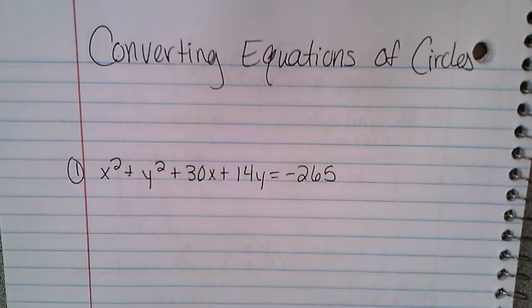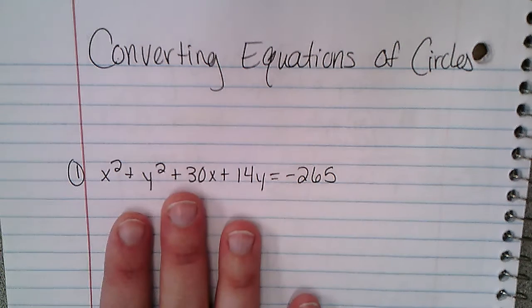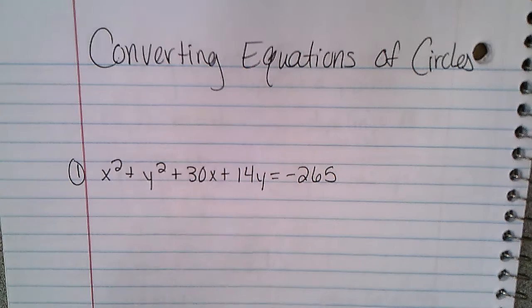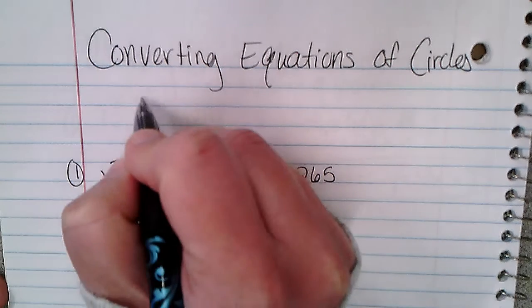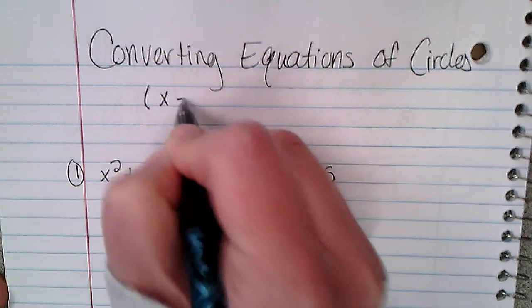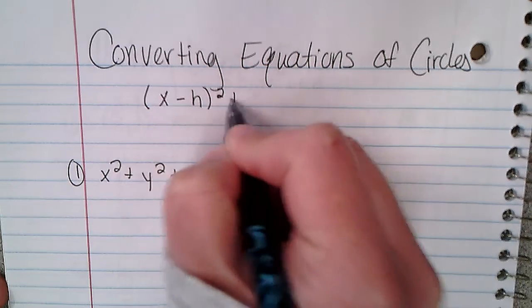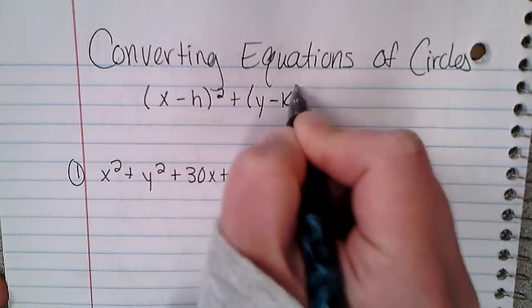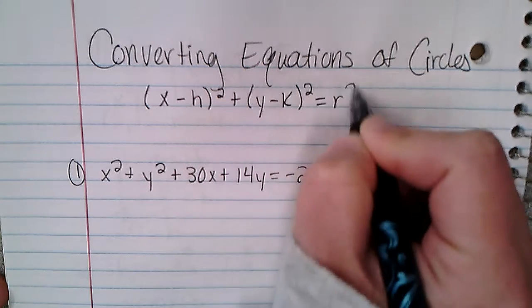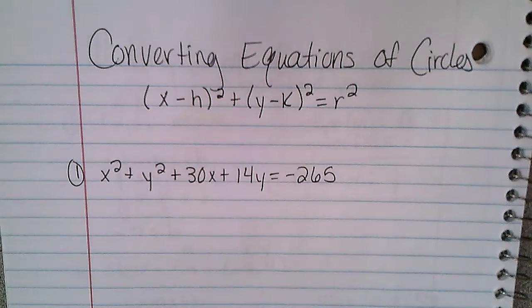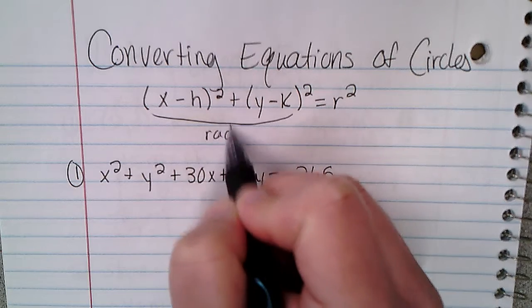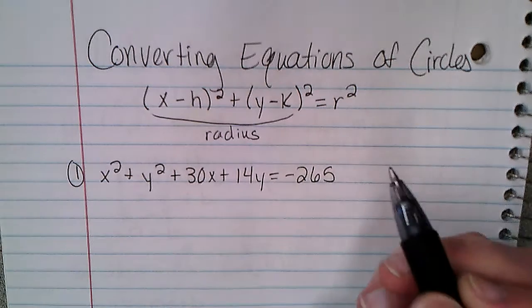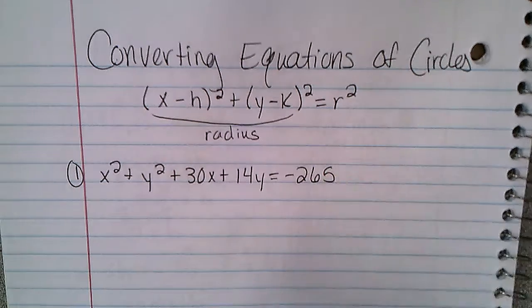So our goal for this is to take this. This is called general form, which is kind of things are everywhere. And the goal is to put it back in standard form, which is what we've been working with, which is the x minus h squared plus y minus k squared equals r squared. That's the form that we want to put it back in because then we use this to find the radius. We just change the signs of the numbers on the inside.